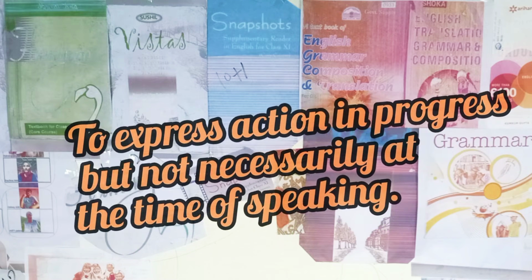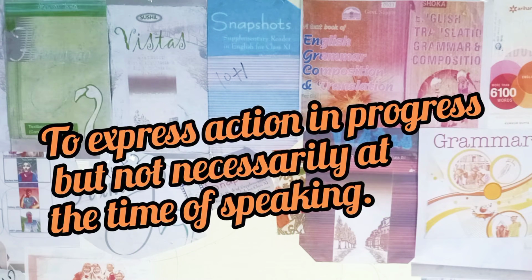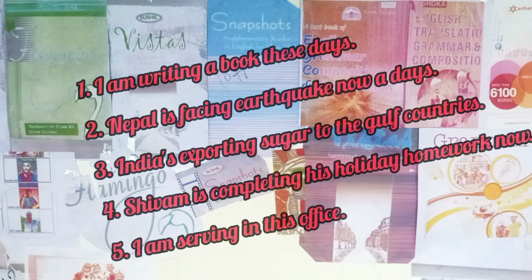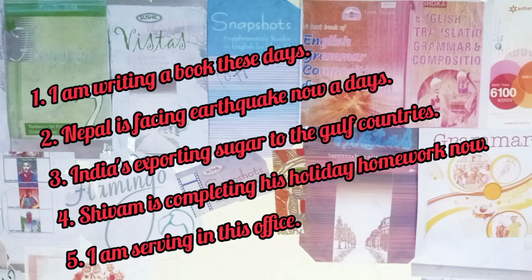The third usage of the present continuous tense is just to express action in progress, but not necessarily at the time of speaking. You know, ये जरूरी नहीं है कि जब मैं बोल रहा हूँ उस वक्त भी हो रहा हो. Actually, this is an action which we have already started. But when I'm speaking, it is not necessary that it is going on at this moment. कि अभी भी ये चल रहा है. Like, I'm writing a book these days, right? It points that कि मैंने कोई बुक लिखनी शुरू की है, but जिस वक्त मैं आपसे बात कर रहा हूँ ये जरूरी नहीं कि इस वक्त मैं उसको लिख रहा हूँ. Okay, Nepal is facing earthquakes nowadays, आजकल.